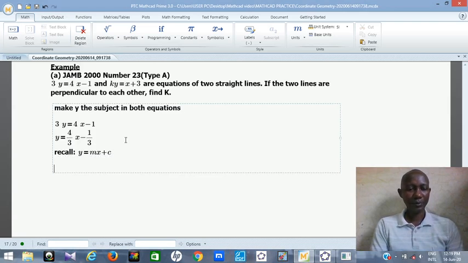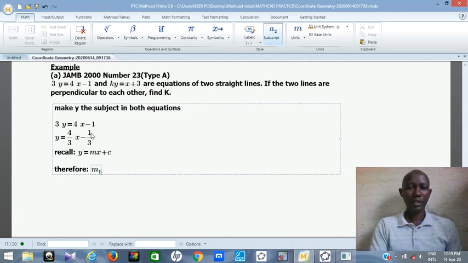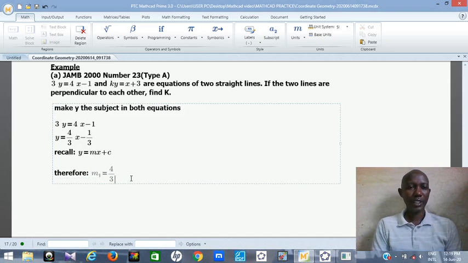Now therefore, let's call the gradient of this first line m1. So gradient m1 is going to be equal to 4 divided by 3. So that is the first equation.